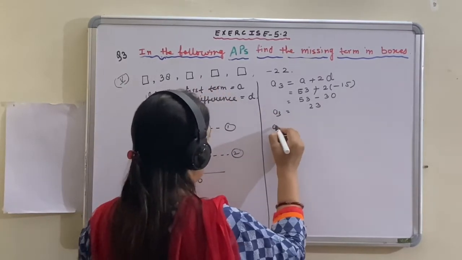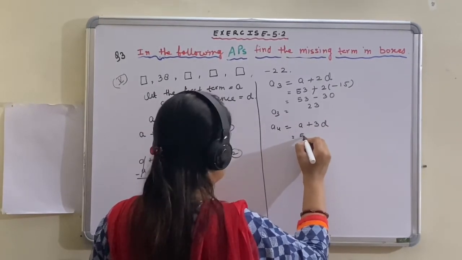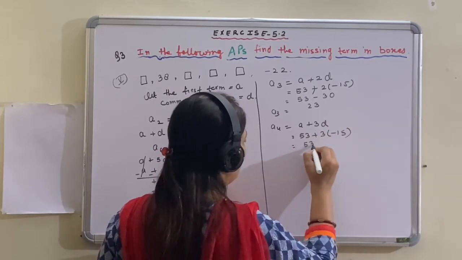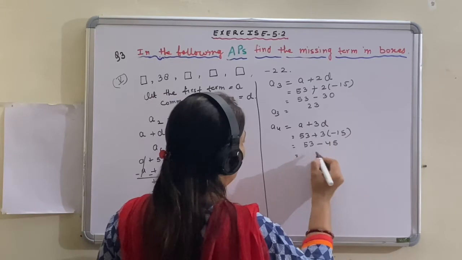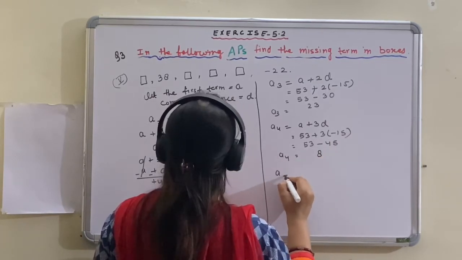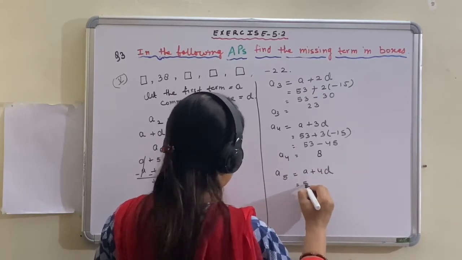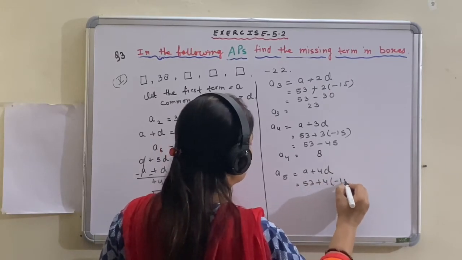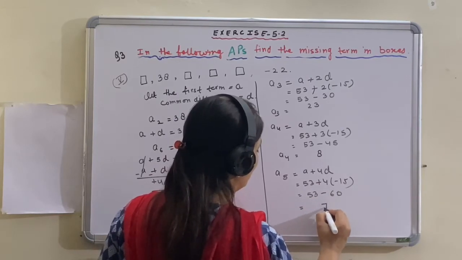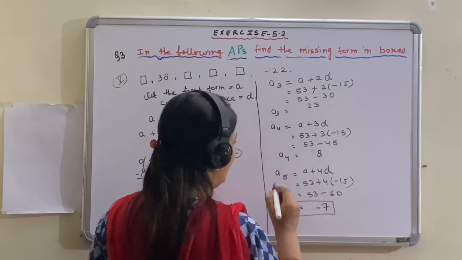Now fourth term will be A plus 3D. What is A? A is 53 and D is -15. So it will be 53 minus 45, and it will be 8. So A4 will be 8 and A5 will be A plus 4D. What is A? A is 53 and D will be -15. It will be 53 minus 60 and it will be -7. So it is A5 is equals to -7.